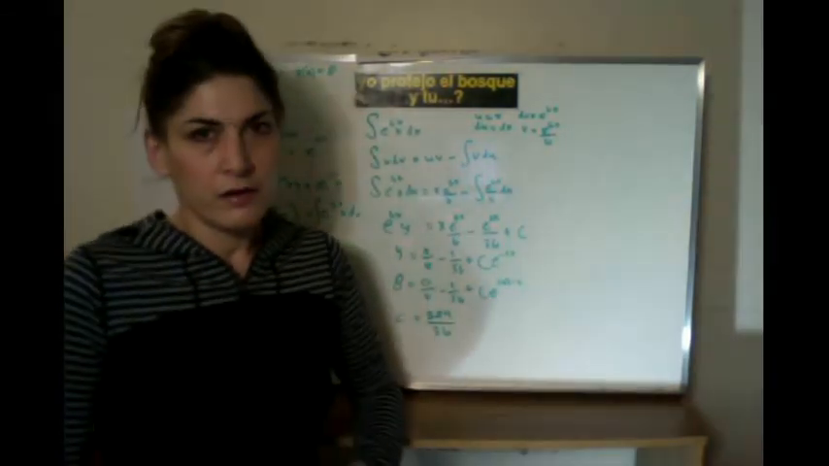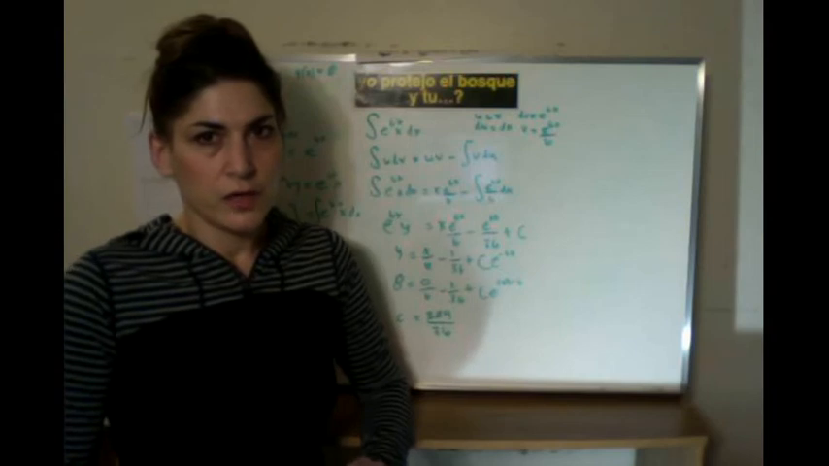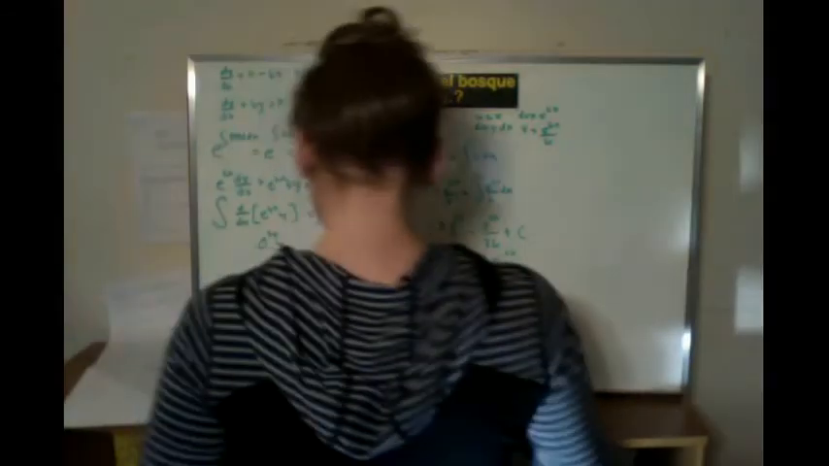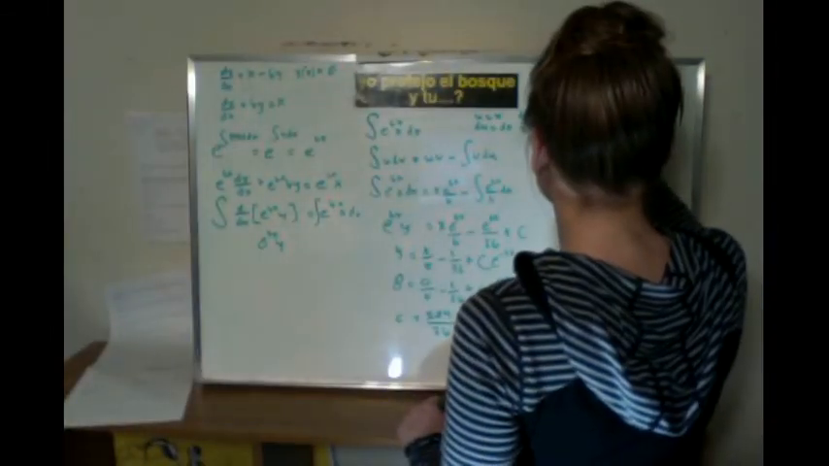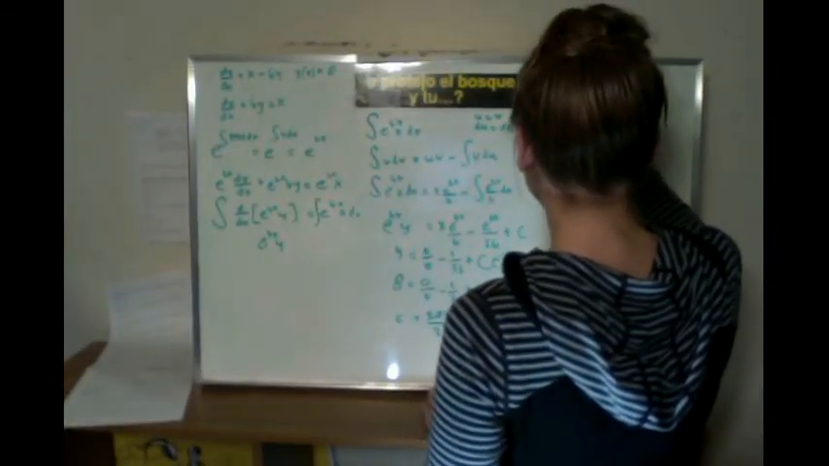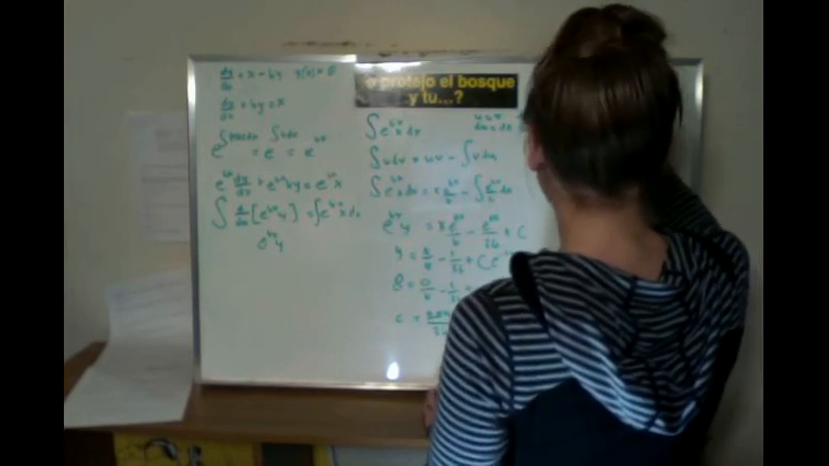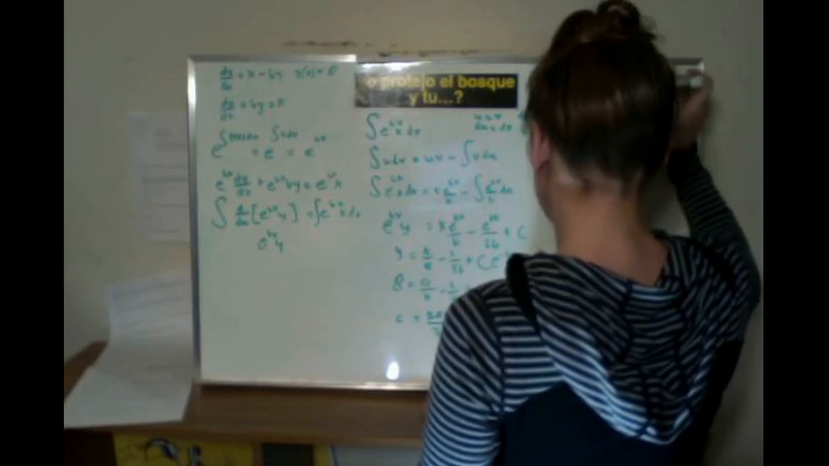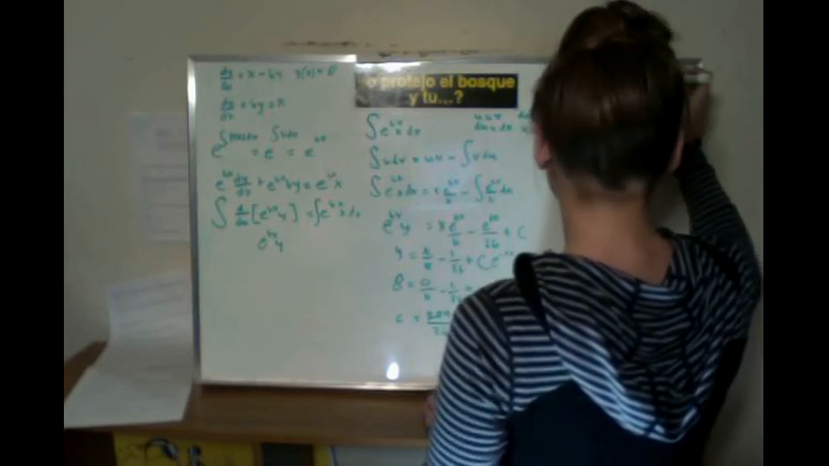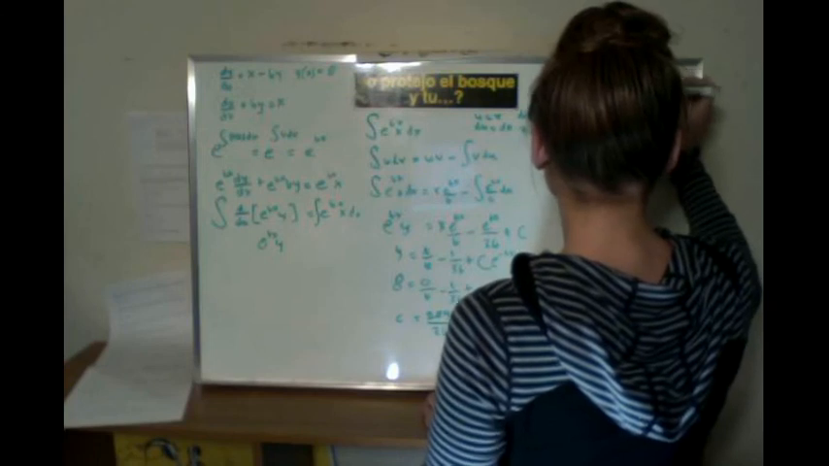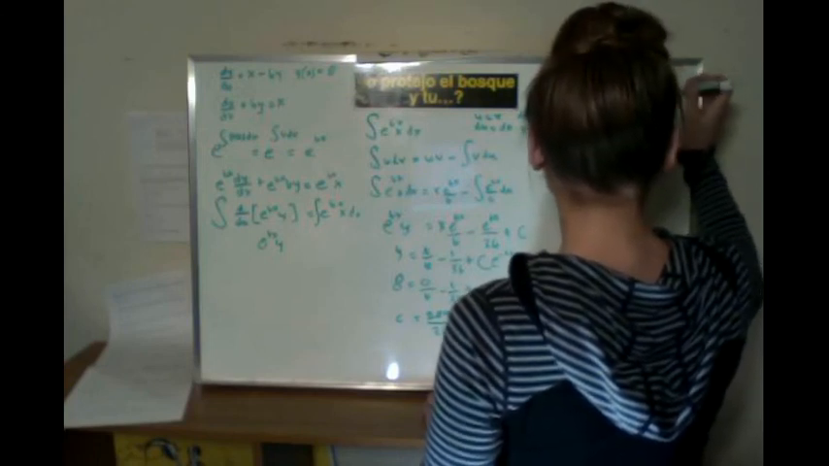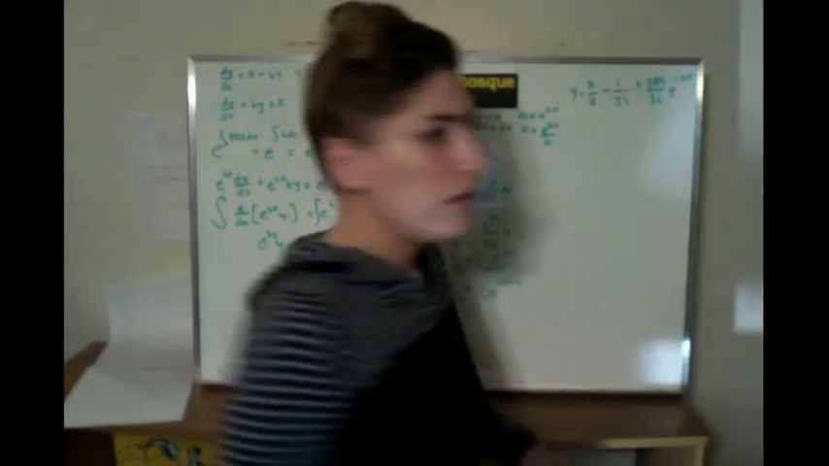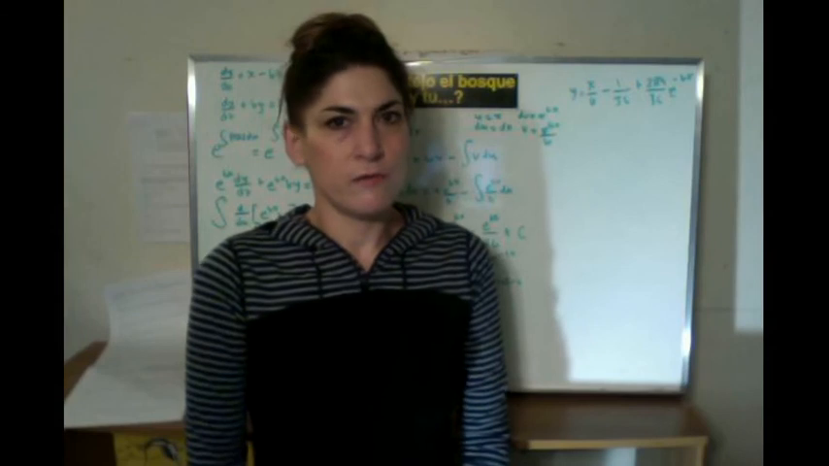We can now plug our value for c back into the general solution. y equals x over 6 minus 1 over 36 plus 289 over 36 times e to the negative 6x. And this is the final solution to our differential equation.